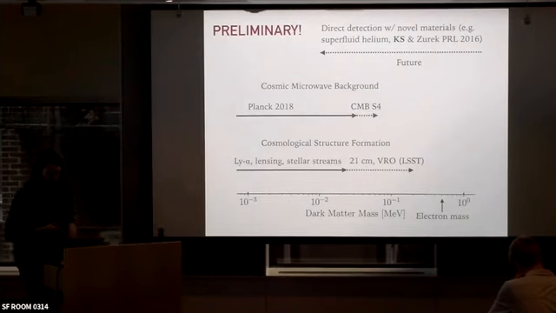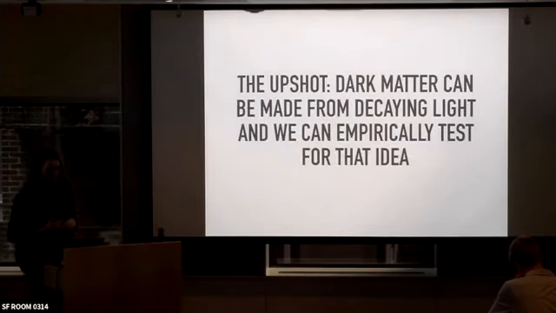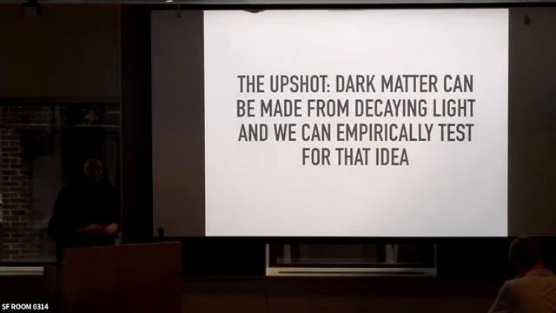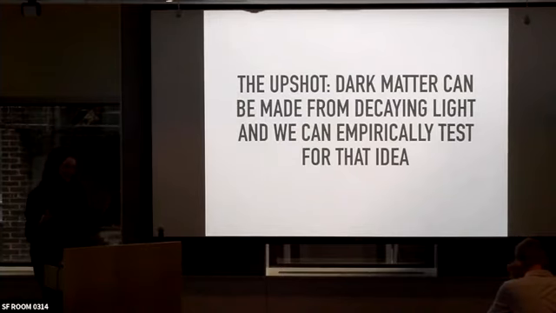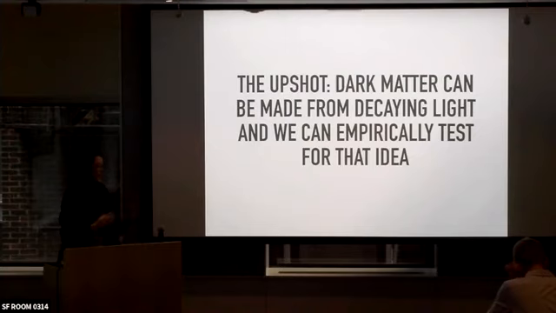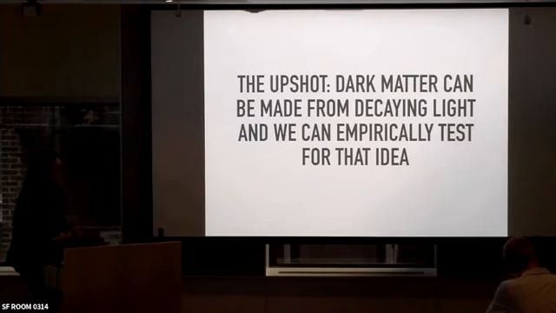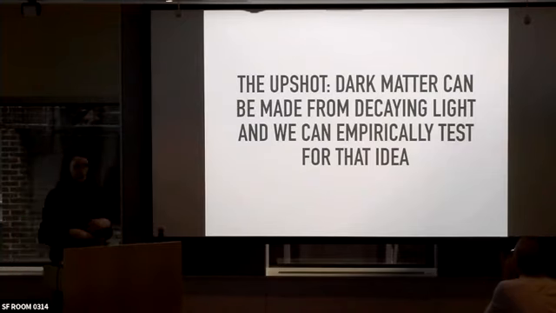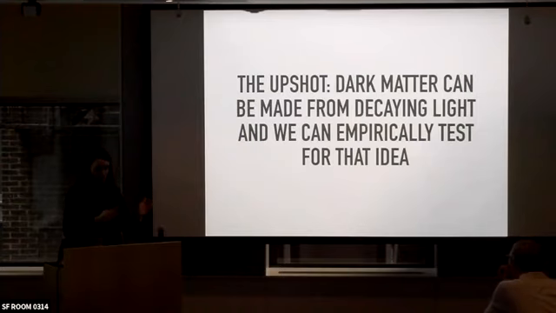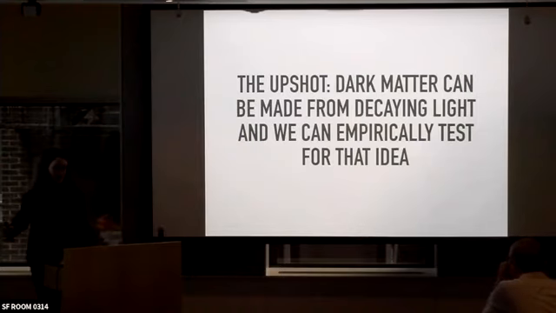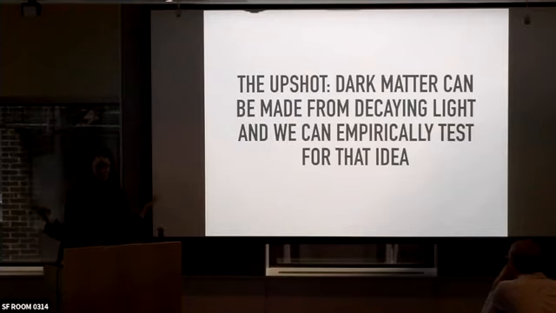So the upshot here for this part of the story is that dark matter can be made from decaying light. I think that sounds crazy, but it turns out that there are a lot of predictions. So if that's true, then it's going to modify the cosmology in a way that is detectable. And so we can try to empirically test for that idea and really start from making a theory, making a prediction, a hypothesis, and then going and testing that in the data. So this is the scientific method at work.